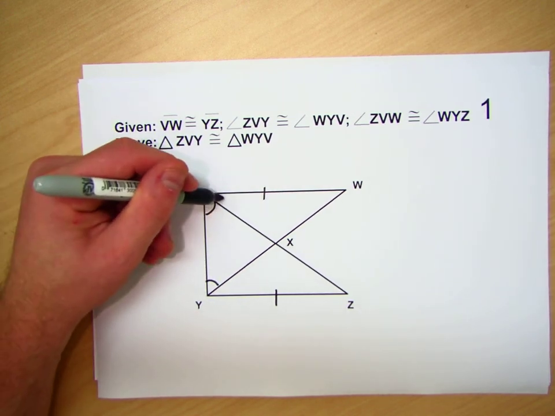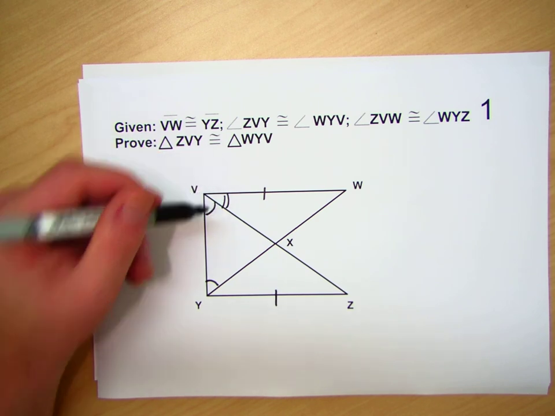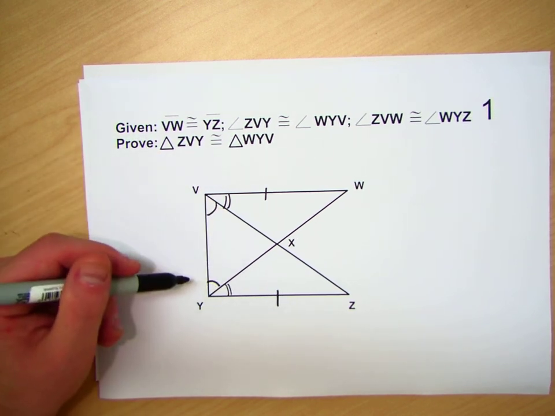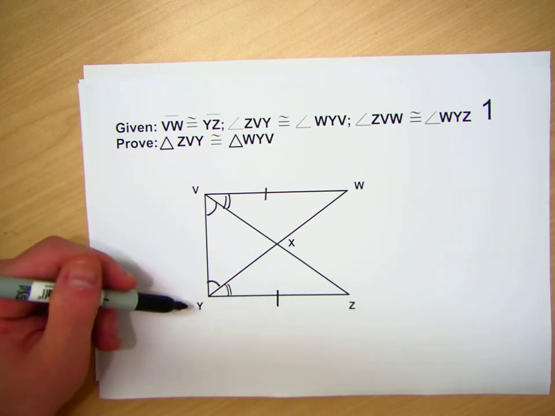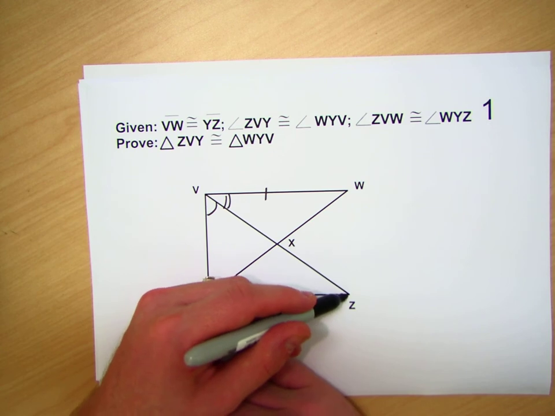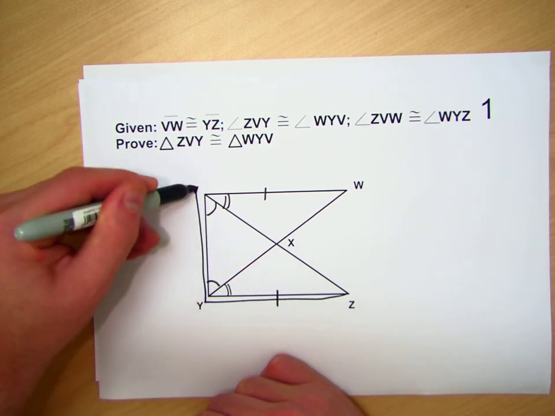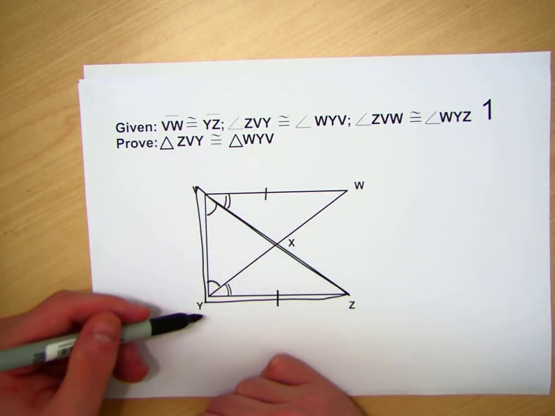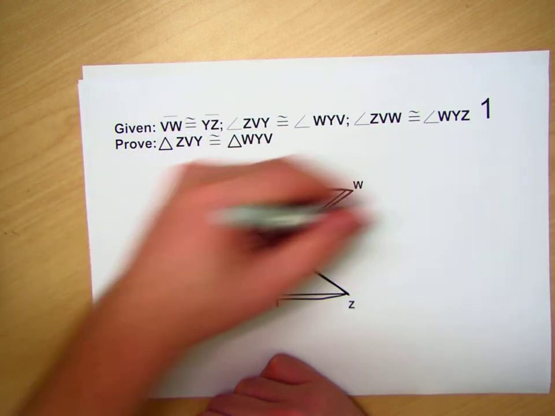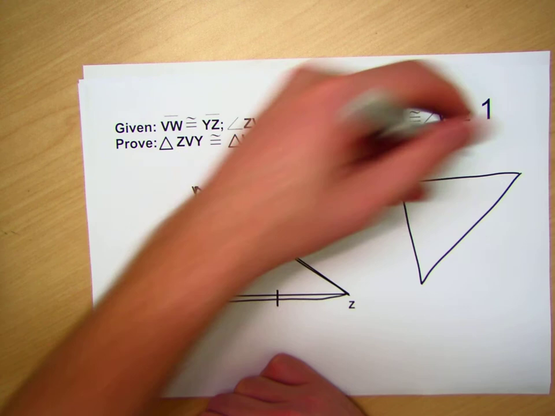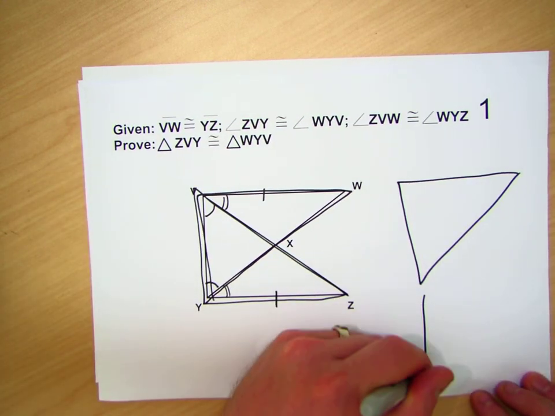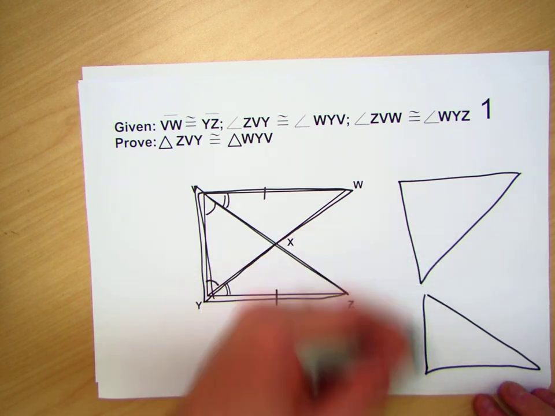ZVW, which is this one, is also the same as WYZ, and so those are the same. All of that is trying to prove that this triangle right here, this ZVY, that whole triangle is the same as this one. So trying to get to those two. In other words, you've got one triangle right here, and the other one looks like this. Okay, so you get two triangles.